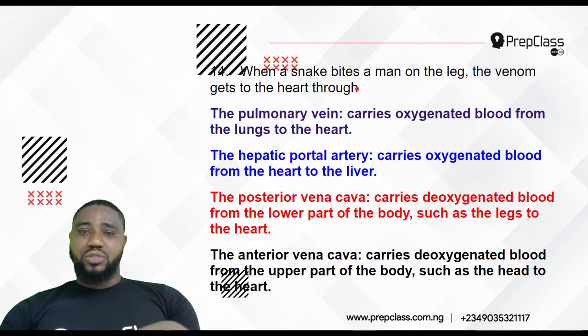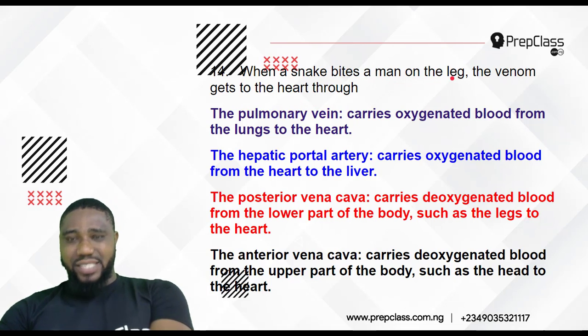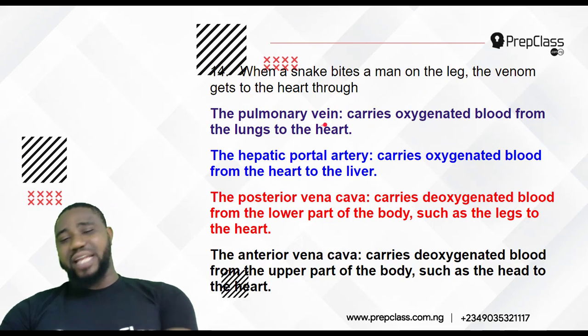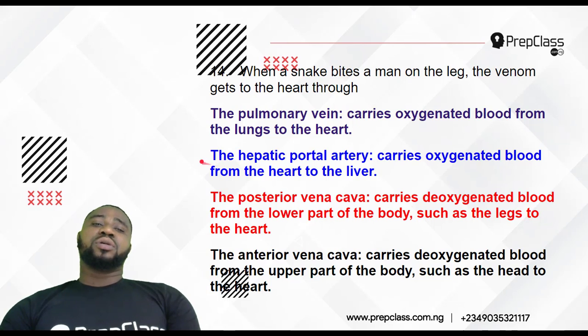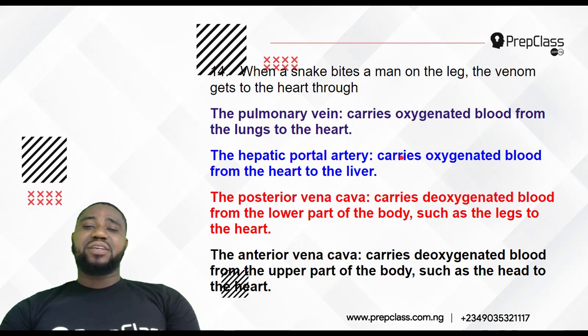But we are talking about a snake biting a man on the leg. So the pulmonary vein is not located anywhere in the leg. It's located between the lungs and the heart. The hepatic portal artery carries oxygenated blood from the heart to the liver. We are talking about when the snake bites a man on the leg and the venom gets to the heart. So it's not the pulmonary vein, it's not the hepatic portal artery, because the hepatic portal artery is located between the heart and the liver.